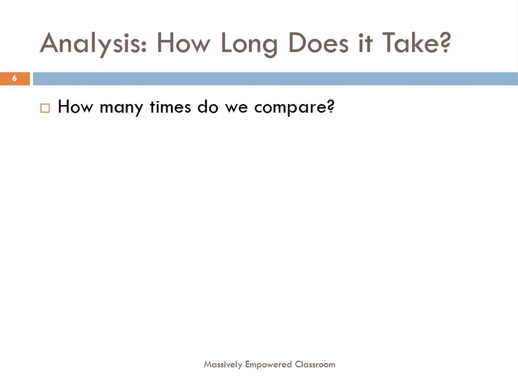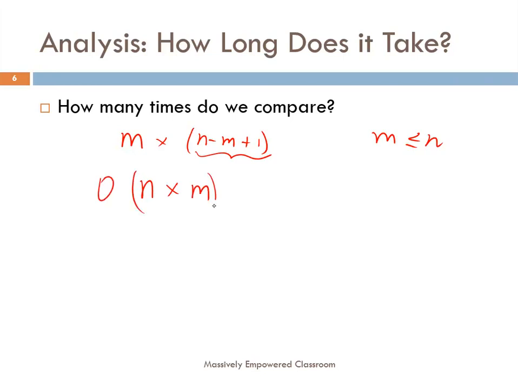So how do we analyze its complexity now? The inner loop executes at most m times. The outer loop executes n minus m plus 1 times. Since m is less than or equal to n, in the worst case this is also of order n. So you are talking about the complexity of the algorithm being n times m. n times m is the worst case scenario. That's the complexity of this brute force string match algorithm.